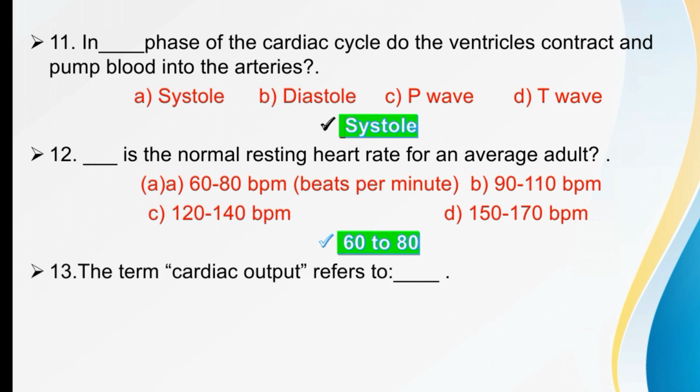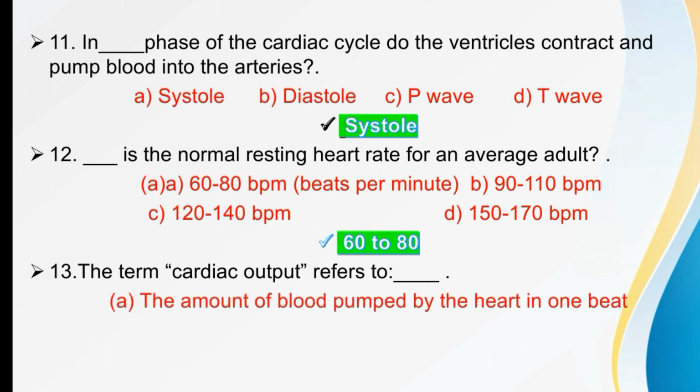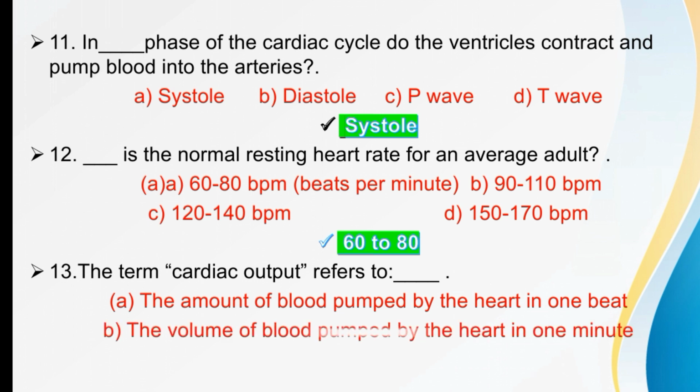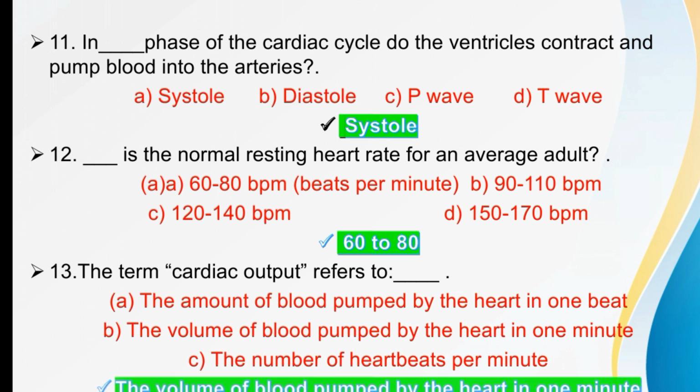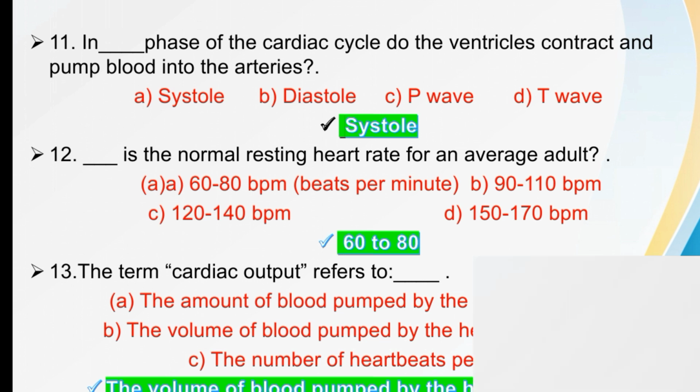The term cardiac output refers to dash: the amount of blood pumped by the heart in one beat, or the volume of blood pumped by the heart in 1 minute, or the number of heartbeats per minute. So the term cardiac output refers to the volume of blood pumped by the heart in 1 minute. The right option is B.